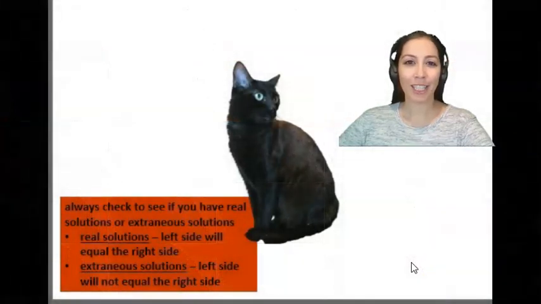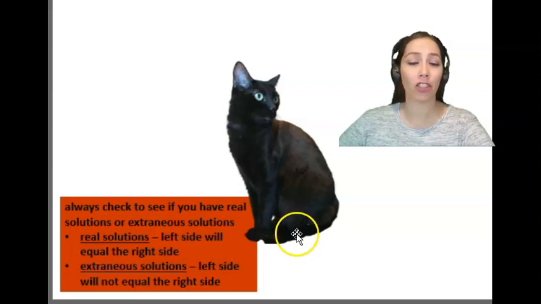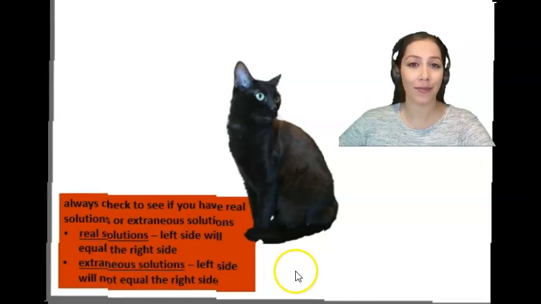My teaching assistant Chloe is here with her latest tips and tricks. She wants you to know that you always should check your answers to see if you have a real solution or an extraneous solution. Real solutions, when you check it, the left side will equal the right side, and on extraneous solutions, when you check it, the left side will not equal the right side.